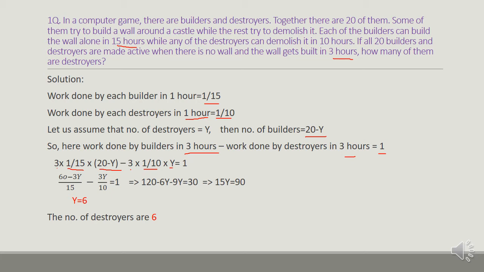Y, the number of destroyers, is equal to 1. By solving this equation, we'll get the value of y. Here y is equal to 6. Then the number of destroyers is 6.